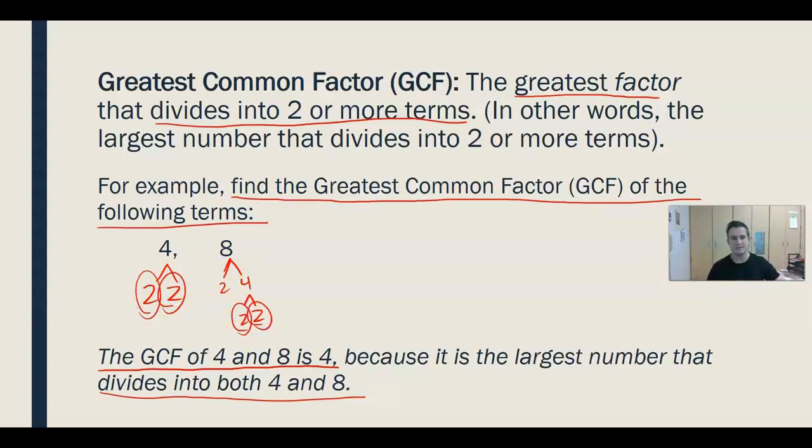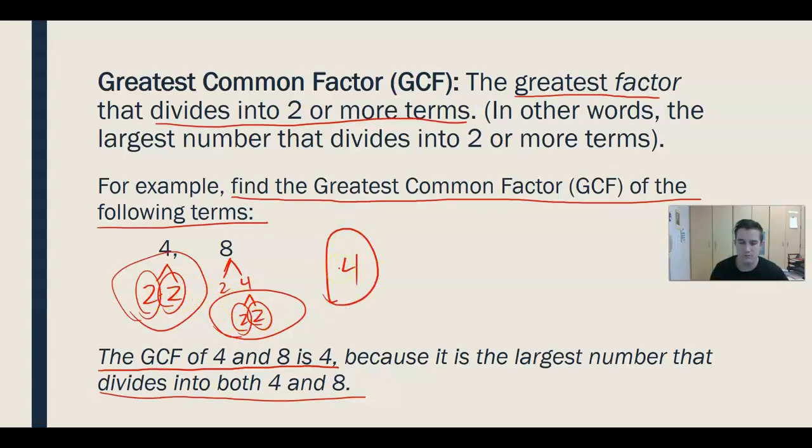That's it. So notice my greatest common factor is the number I get when I multiply all the prime factors that are in common in both of these numbers. I had these two 2's in common with these two 2's, so my greatest common factor is 2 times 2, which is 4. So that's how I find a greatest common factor. And that's the largest number that can divide into both 4 and 8.